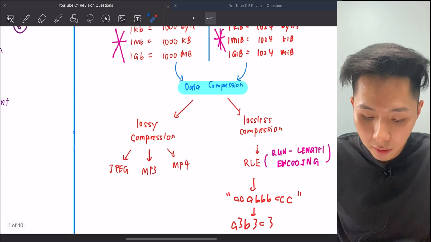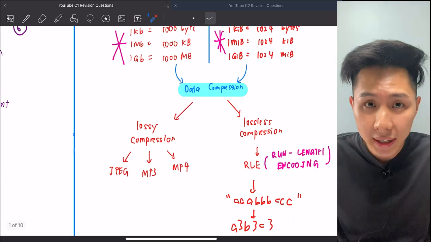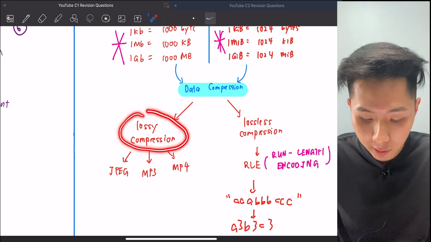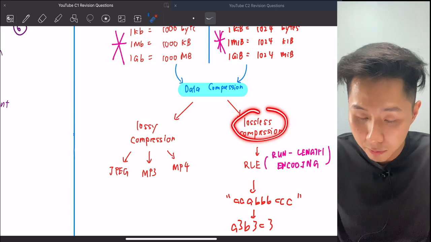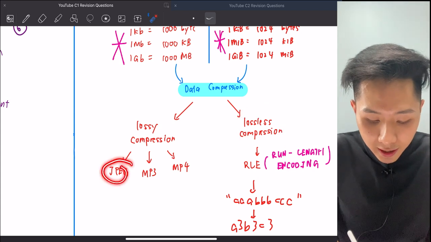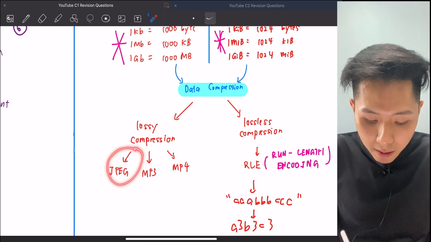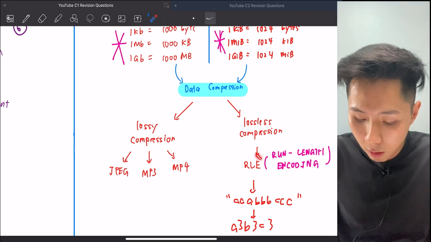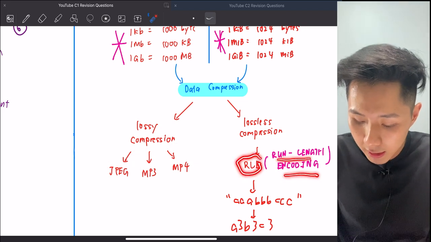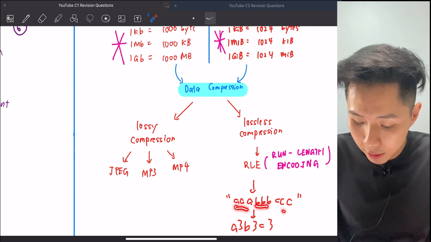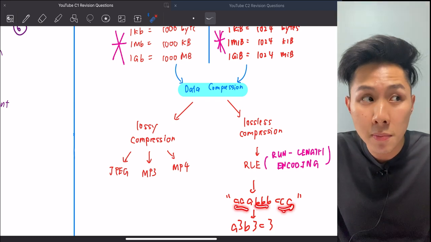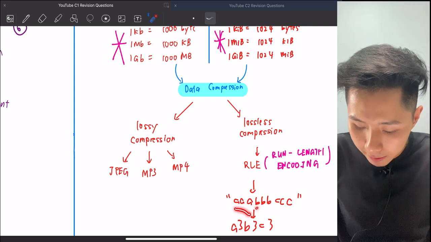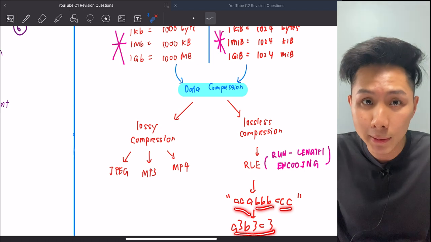And data compression: after we calculate the file size, is there any way that we can reduce the file size without impacting the quality? There are two types of compression. We have lossy compression, and we also have lossless compression. Under lossy compression, there are a few methods, for instance, JPEG, MP3, and MP4. Whereas for lossless compression, there is only one method that we learned, called RLE, which stands for run length encoding. It basically finds repeated patterns in your text or sound. For sound, it could be finding a repeated pitch or amplitude. In an image, it can find repeated colors, and compress them into something that requires fewer bits.